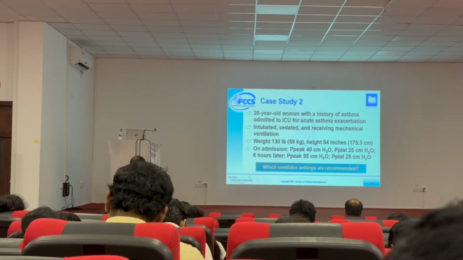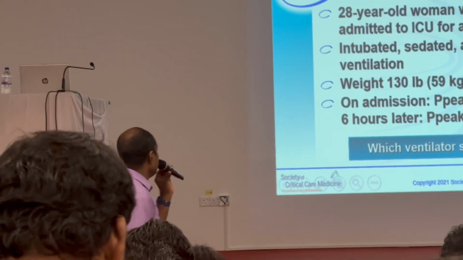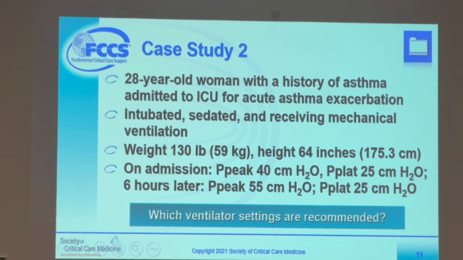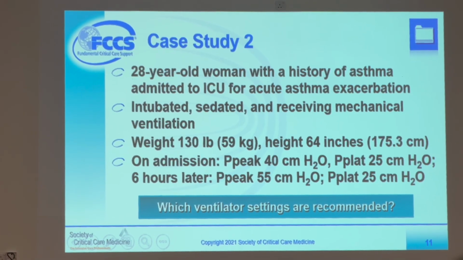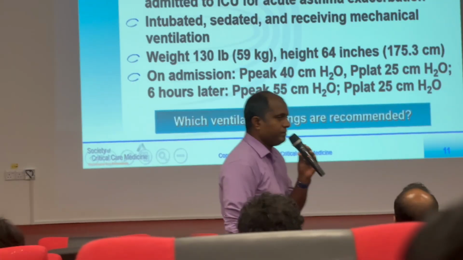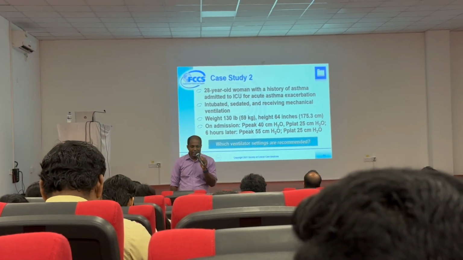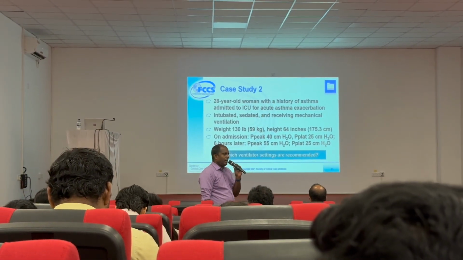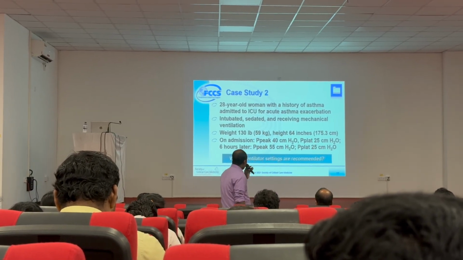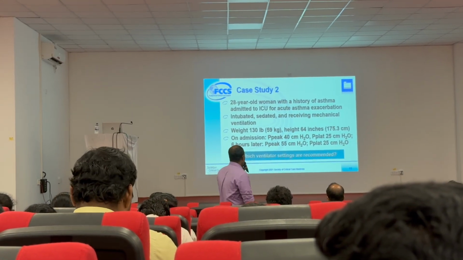An asthma patient admitted to ICU for an acute asthma situation, intubated, sedated, and receiving mechanical ventilation. Weight is 59 kilograms and height is 175. On admission, peak pressure is 47 and plateau pressure is 25. So the difference between plateau and peak is quite high. That means it's airway resistance. If the difference between the plateau and the peak is low, that means poor compliance. Quite simple, but usually we don't use that because we are usually not prescribing volume control.